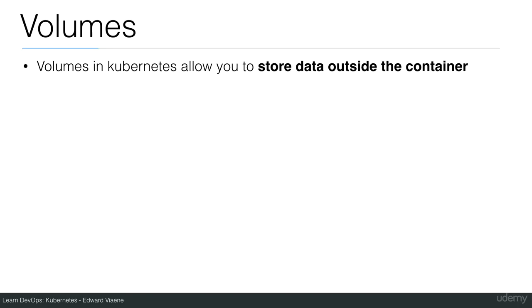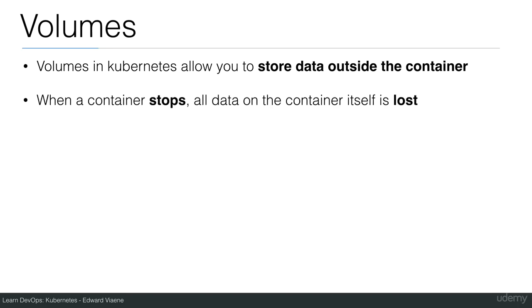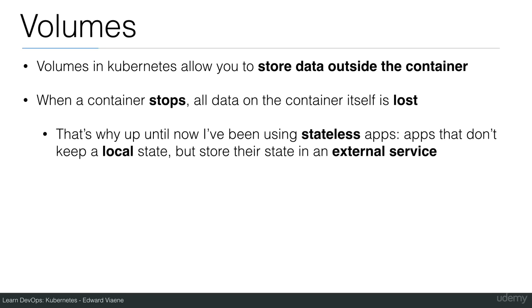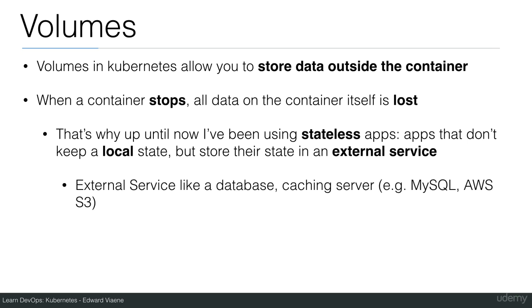Volumes in Kubernetes allow you to store data outside the container. When a container stops, all data on the container itself is lost. That's why, up until now, I've been using, most of the time, stateless applications. Apps that don't keep a local state, but can store their state in an external service. With external service, I mean like a database, a caching server like MySQL, object storage like S3 can be used for that, and an NFS server can be used for that.